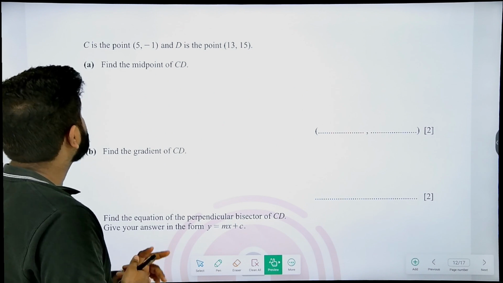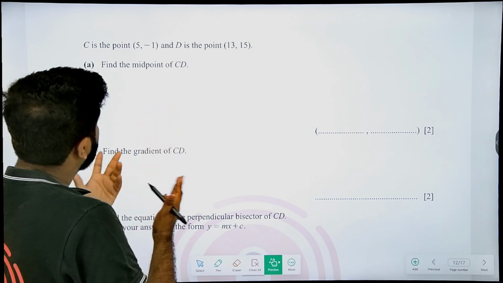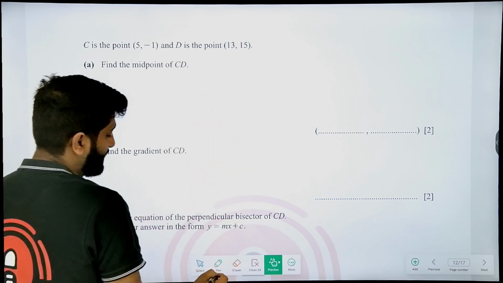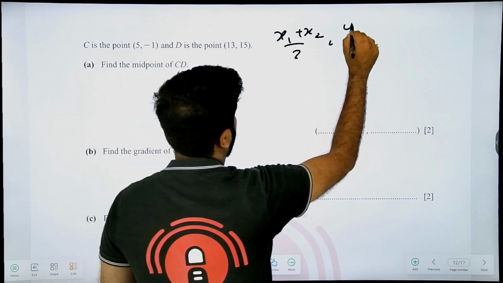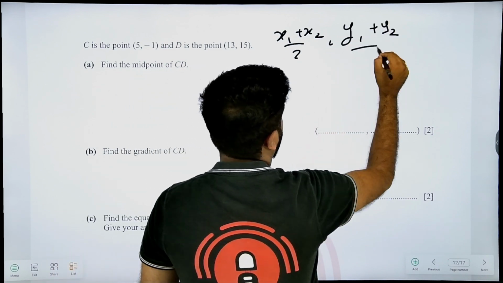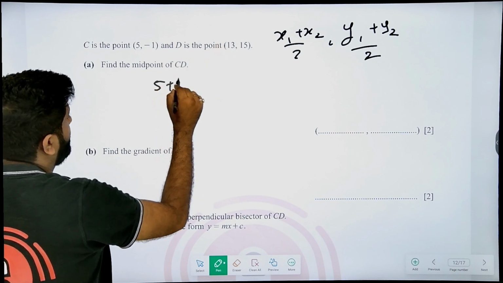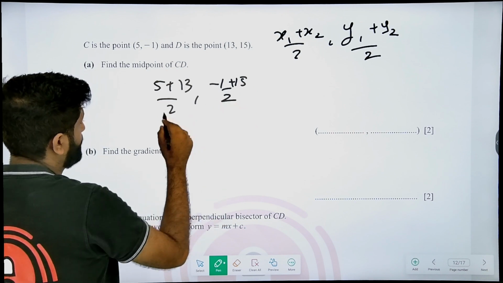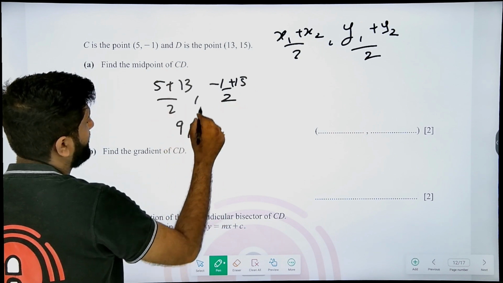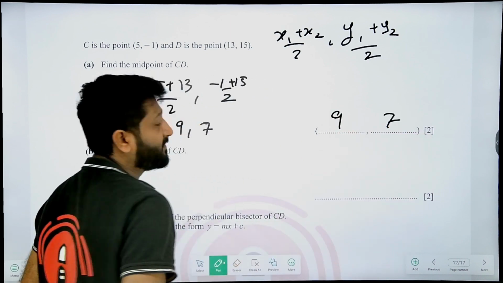C is the point (5, -1). D is the point (13, 15). Find the midpoint of CD. Midpoint is, guys, nothing but (x1 plus x2) divided by 2 comma (y1 plus y2) divided by 2. So we have 5 plus 13 divided by 2 and negative 1 plus 15 divided by 2. So 18 divided by 2 is 9. 14 divided by 2 is 7. So (9, 7). This is the midpoint.